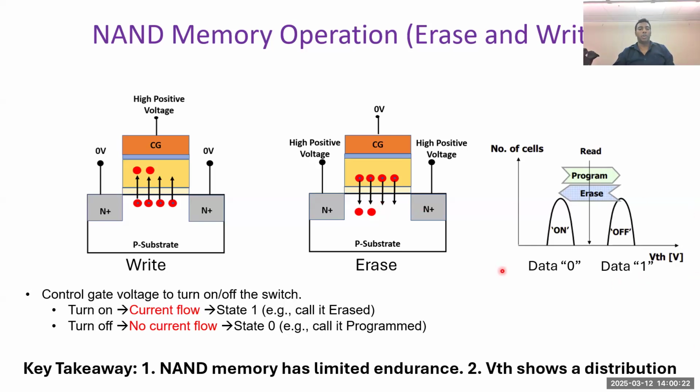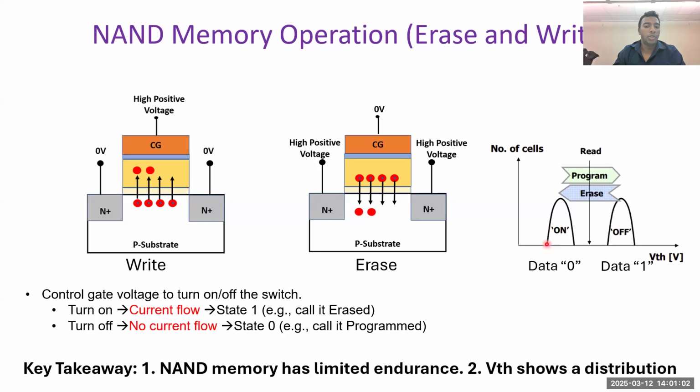Now, please note here two important points. One is, you can see, for writing and erasing, we are applying a very high positive voltage. And that basically puts a strain or a stress on the cell. Therefore, NAND memory has limited endurance. And the second thing is, due to process variation and many other conditions, for example, temperature and other stuff, even if you apply the same positive voltage or same biasing condition to many cells, they will not have the same number of electrons stored or basically same voltage shift.